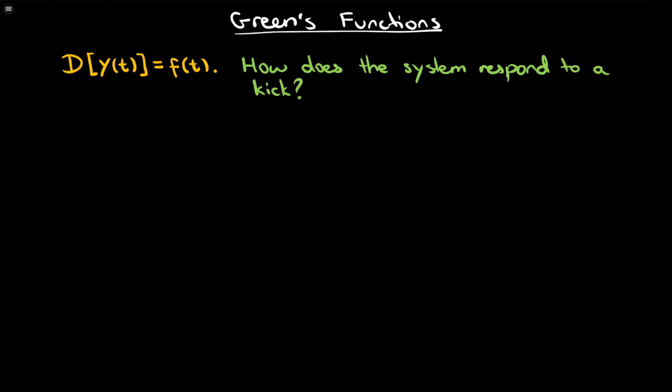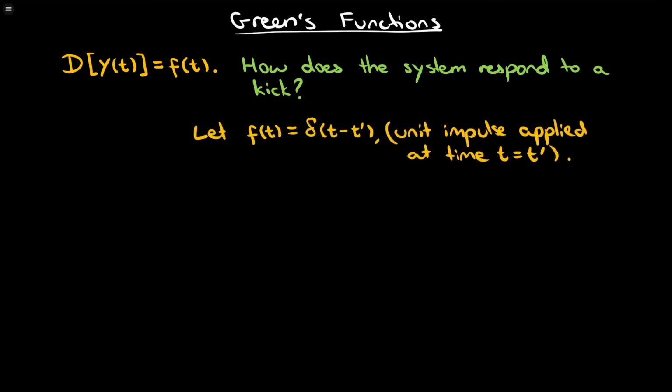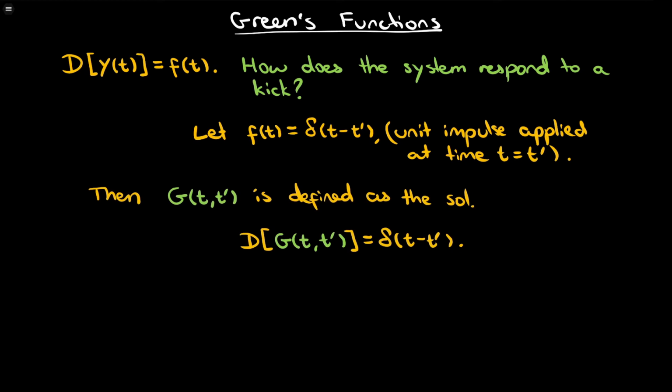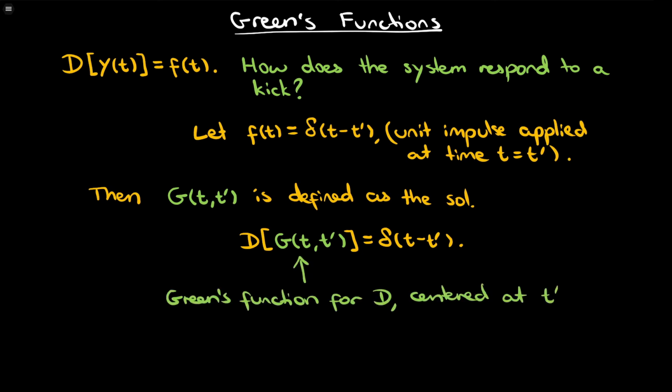Well, we now know what the kick is, mathematically speaking. If we let f of t equal the delta function of t minus t prime, this would represent a unit impulse applied at time t equals t prime, the so-called kick. So let's say that the function g of t prime is defined as the solution to the differential equation D acting on g of t prime equals delta of t minus t prime. That is, we'll define g of t prime as the system's response to a unit impulse applied at time t equals t prime. This function g of t prime is called the Green's function for the operator D centered at t prime. Notice that this function is defined only by the differential operator.